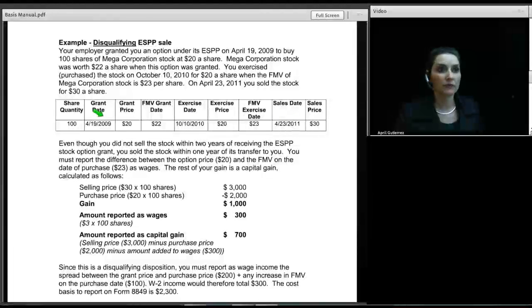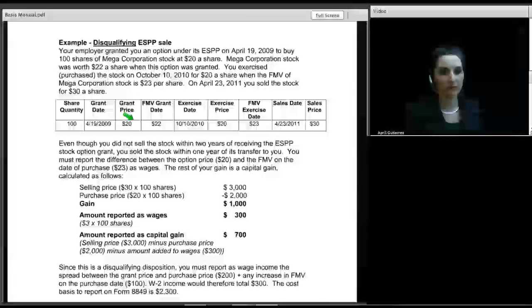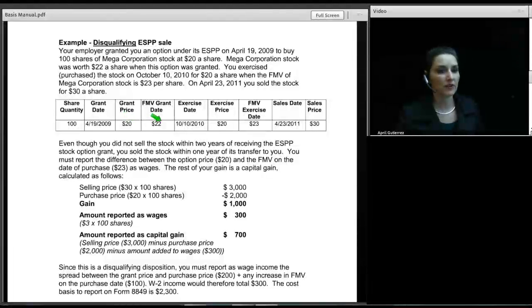We flunked one of those two tests, and so we're going to have to go with this as our valuation for determining how much has to get added to our wages. So we're going to take $23 minus 20. That's $3 per share is going to have to get added into payroll as wages. That makes the cost basis $23 per share. Under the earlier example, when we went with the fair market value on the grant date, the cost ended up being $22 per share.